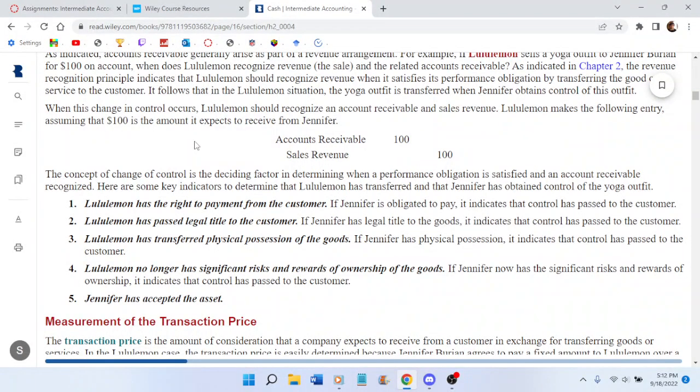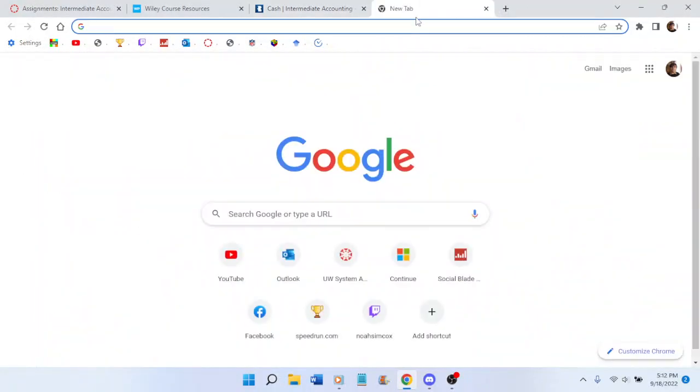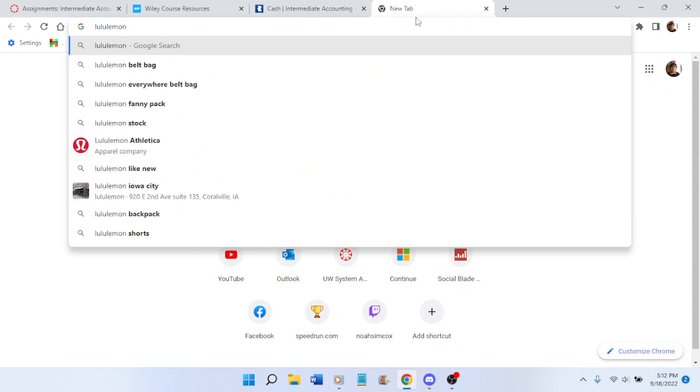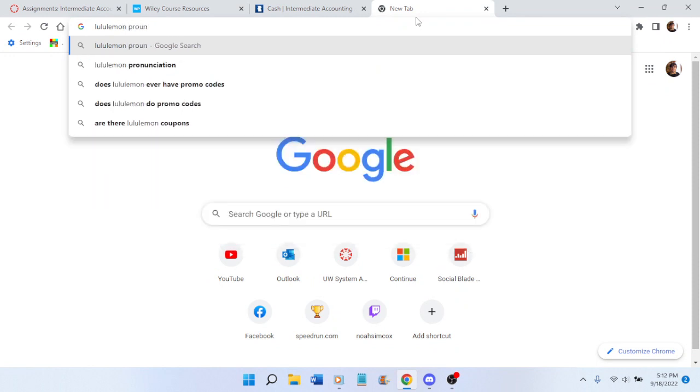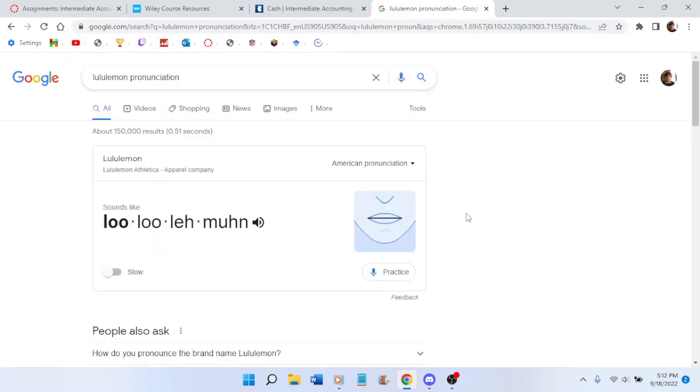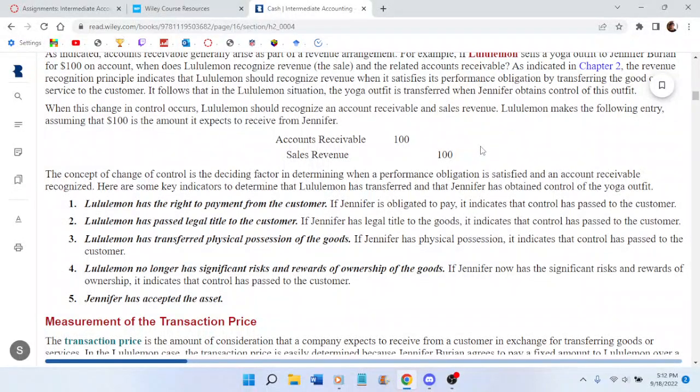Man, why do I have to say that word so many times? I need to just look up how to pronounce it. Just tell me how to pronounce the name, dang it. Was I saying it right? Lululemon. I was saying it right. Yeah, okay. But it's just such a weird name.